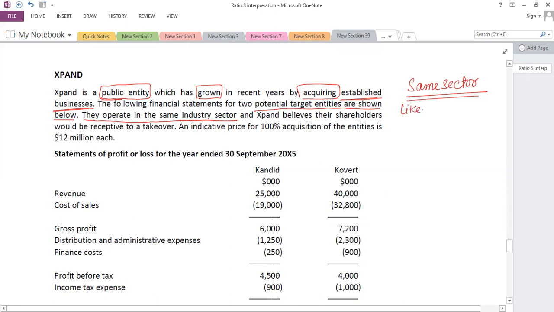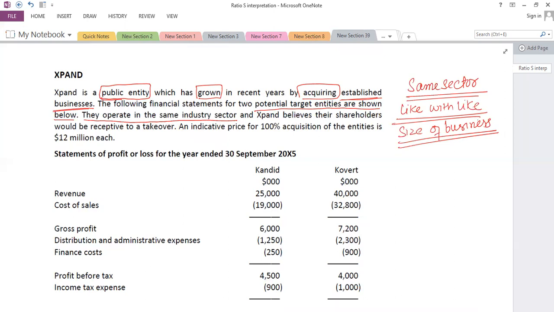It's a like with like comparison, but the same industry might have different sizes of business. Different sizes of business might distort the ratios, might affect the ratios. They have different product ranges, different customers, different locations, different mindsets. So that will affect the ratios.